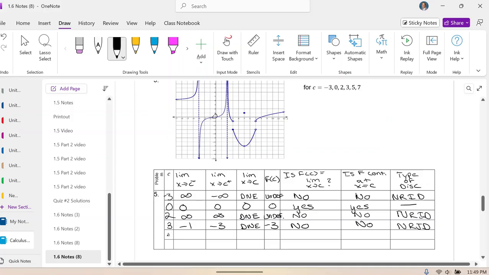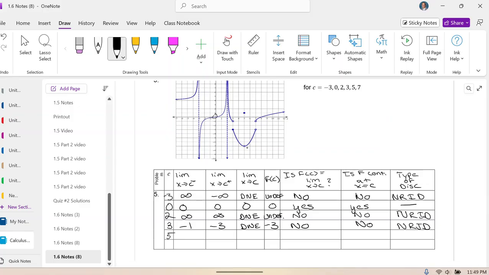For 5, if you look here, 5 is right here. From the left and the right, it goes to -7. So it means the limit as x approaches 5 is -7, but the function value is all the way up here at 1. So it is not the same, it is not continuous, and this would be a removable discontinuity. Because the limit exists, it's just that it's not the same as the function value.